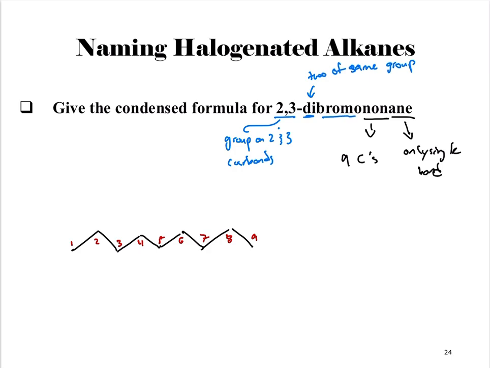And then bromo tells me what? The group is a bromine halogen, right? And then there's 2 of them. So I need to make sure that each one is on. Oops, sorry, not there. It's 2 and 3, so there's going to be 1 on carbon 2 and 1 on carbon 3.